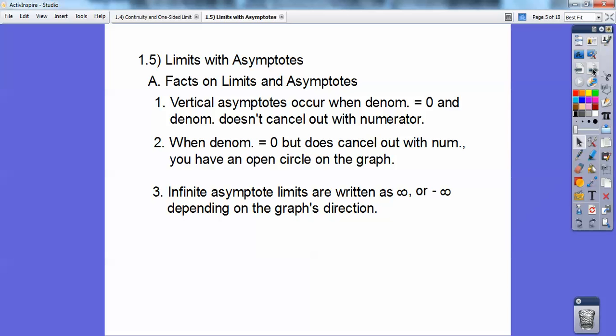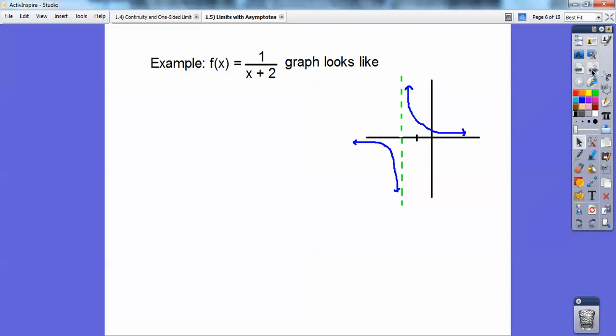So infinite asymptote limits are written as infinity or negative infinity depending on the graph's direction. So for example, here's a graph that has some infinities and negative infinities depending on which way you approach -2. If I approach -2 from the left, the graph is shooting down to negative infinity. When I approach -2 from the right, the graph is shooting up to infinity. Okay, so that's what that says right there.